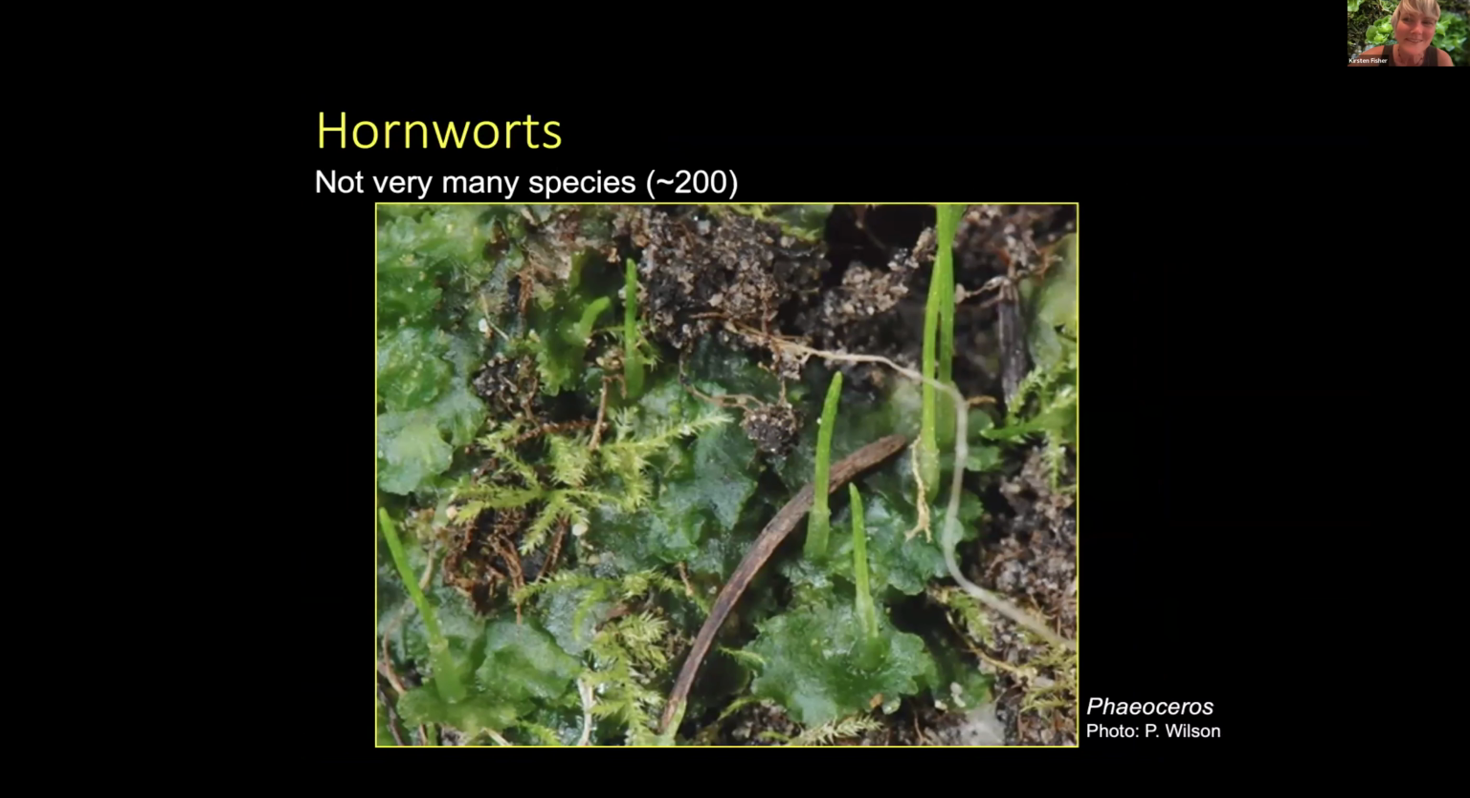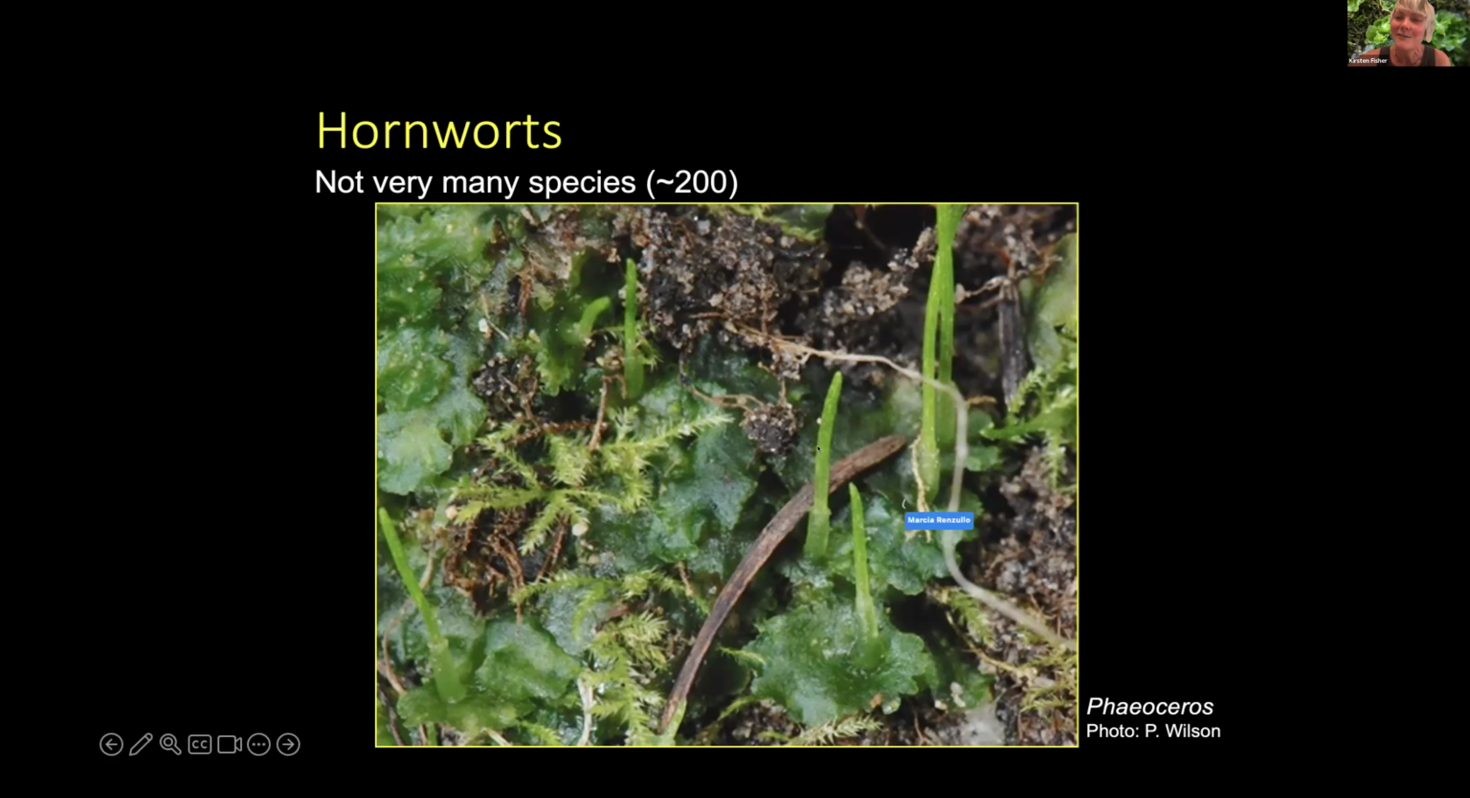There's about 200 species, and I'll show you a few more photographs of them in a sec, but they're an interesting group, and they have their own unique morphology, particularly with respect to their sporophyte here, which looks like a horn.